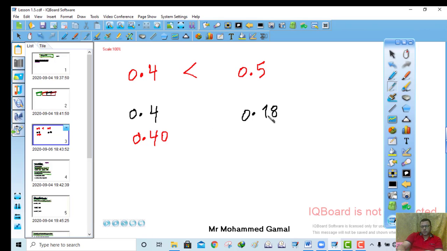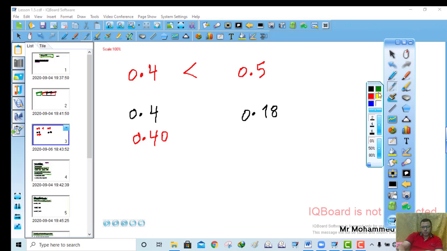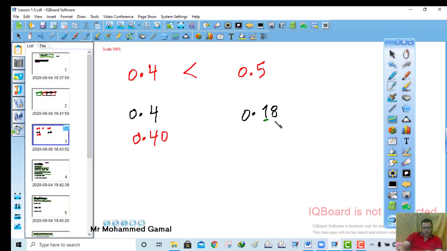To make it easier for our students, I tell them to just count how many digits after the decimal. Here how many digits? 2. Here how many digits? 1. So you cannot compare. You should add one more 0 to make it 2, and here is 2. Now you can compare easily.